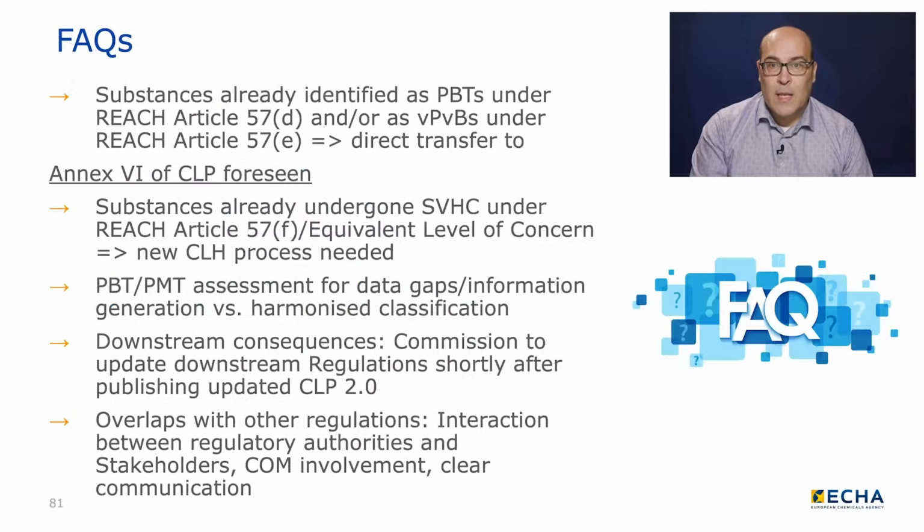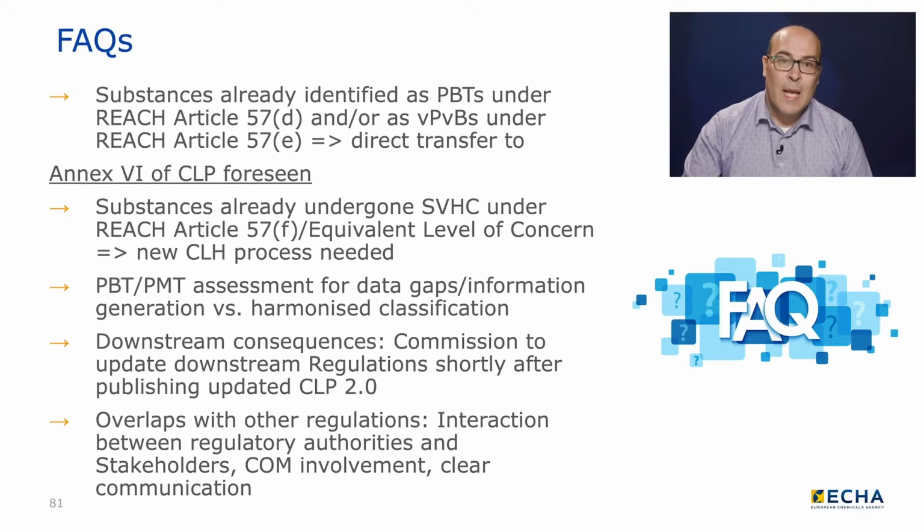And now, coming towards the end of this presentation, I tried to tackle some of the questions that we have been asked quite a lot. One of them that keeps coming is, what happens to substances that have already been identified as substances of very high concern for their PBT or vPvB properties? The answer there is that the Commission will make sure that such substances will be directly transferred from the candidate list of REACH to Annex 6 of CLP.